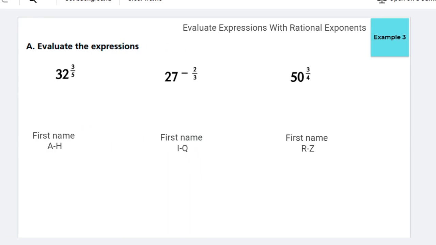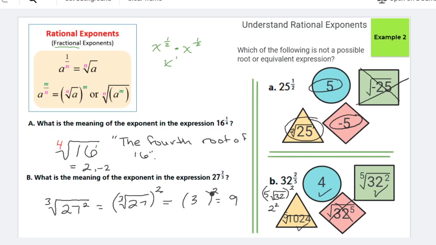So there we have it. That is example 2. Until next time.